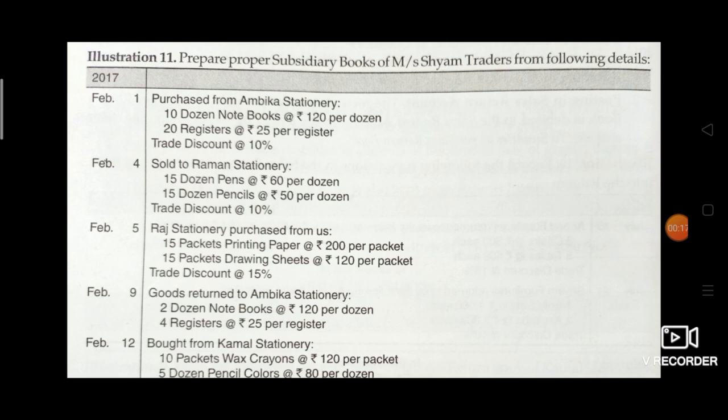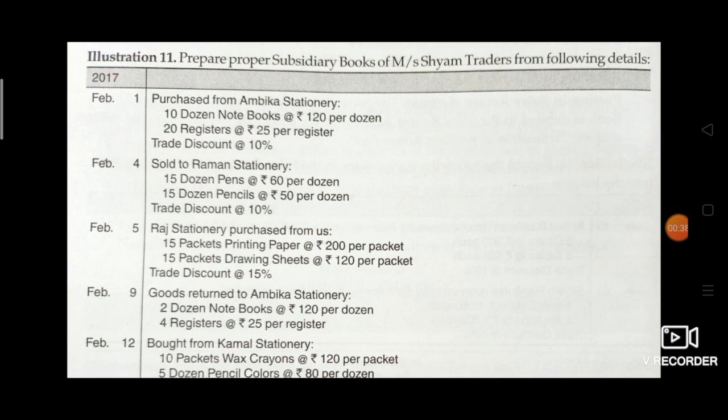February 1st, purchased from Ambika Stationery 10 dozen notebooks at Rs 120 per dozen and 20 registers at Rs 25 per register, and trade discount is 10%. This is the entry of credit purchase, so we have to enter this entry in purchase book.